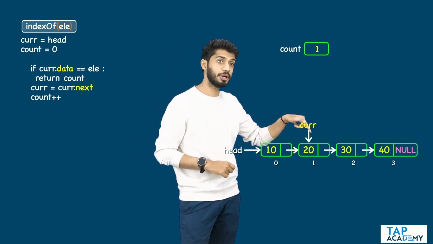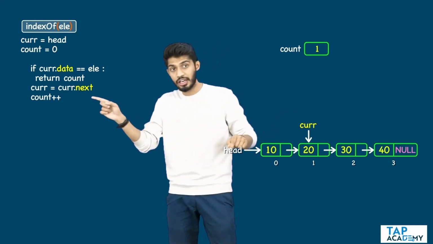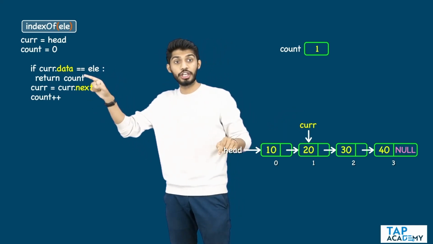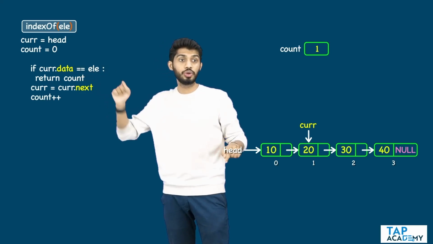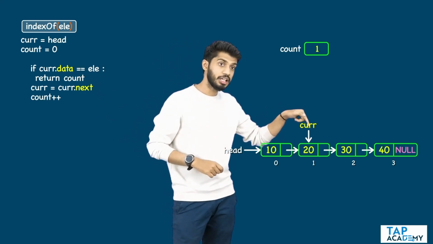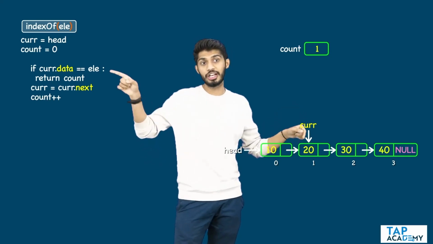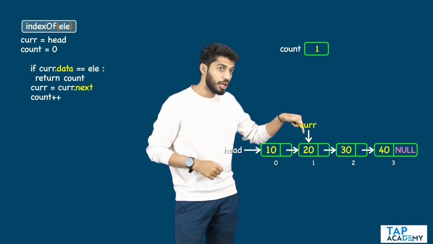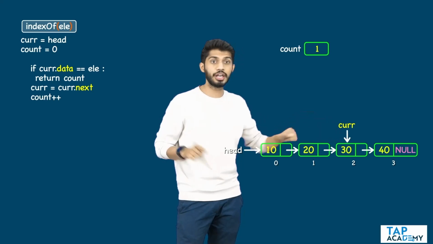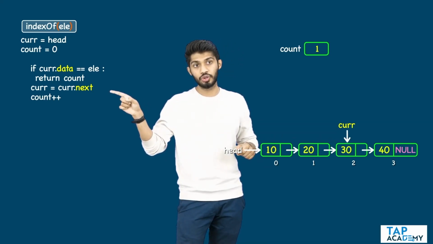I'll check whether it is the element I am checking for. How do I check? Then I need to repeat this operation again. So I need to say current dot data equal to ELE. So again the same thing I am repeating. Is current dot data equal to ELE? No, it's not equal. So if it's not equal, definitely it will not return count. Then what will it do? It will move the current. So if I have to move the current, again I have to execute this statement.